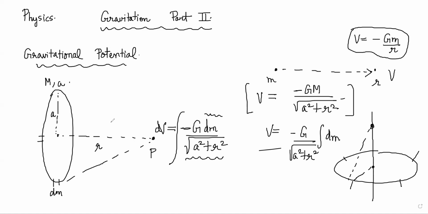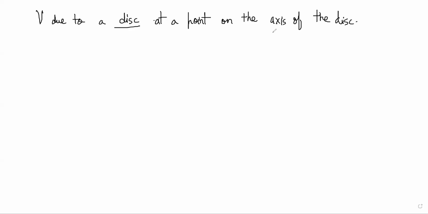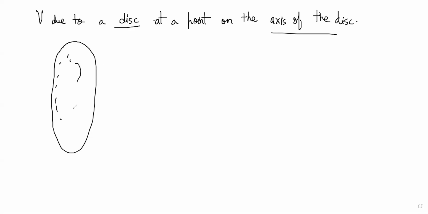Now, similarly, you could be asked, for example, what is the potential due to a disk? V due to a disk at a point on the axis of the disk. The situation is the same, but the difference is that it's not just mass on the perimeter, the mass is in the area. It's a disk, and on the axis of the disk at a distance r, you have the point P. You want the potential, the mass is M, a is the radius of the disk.